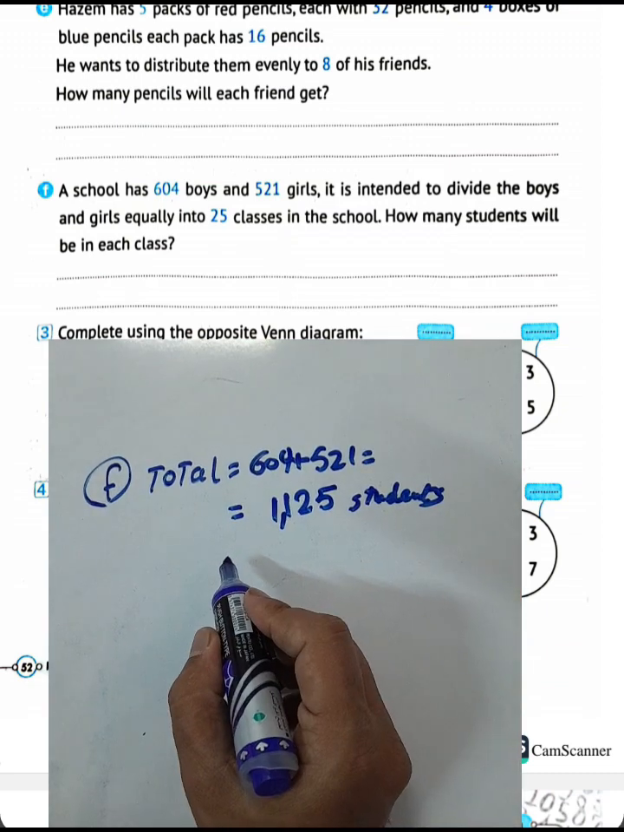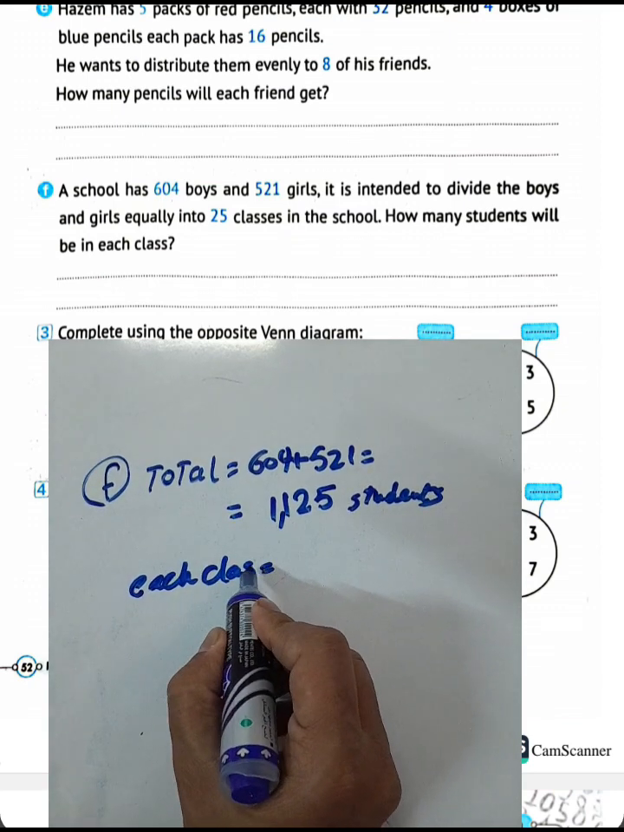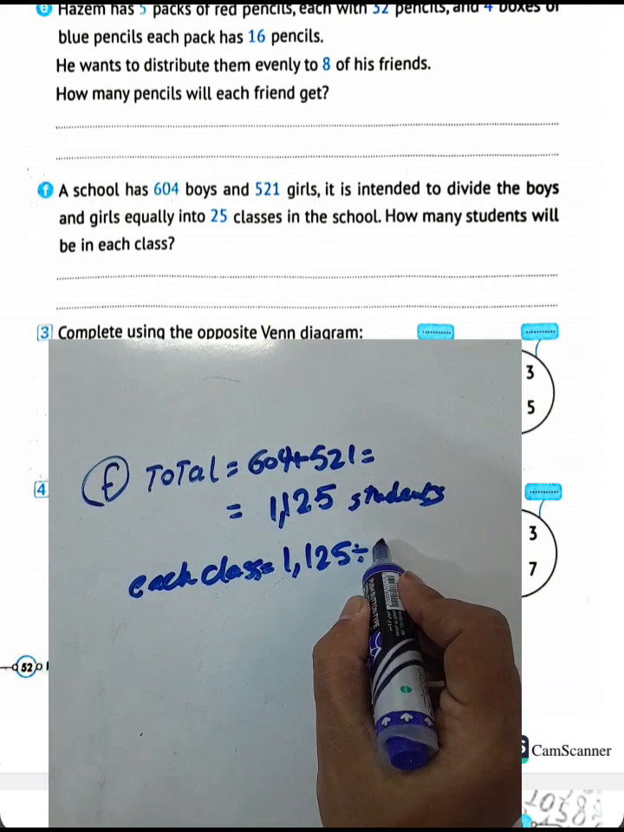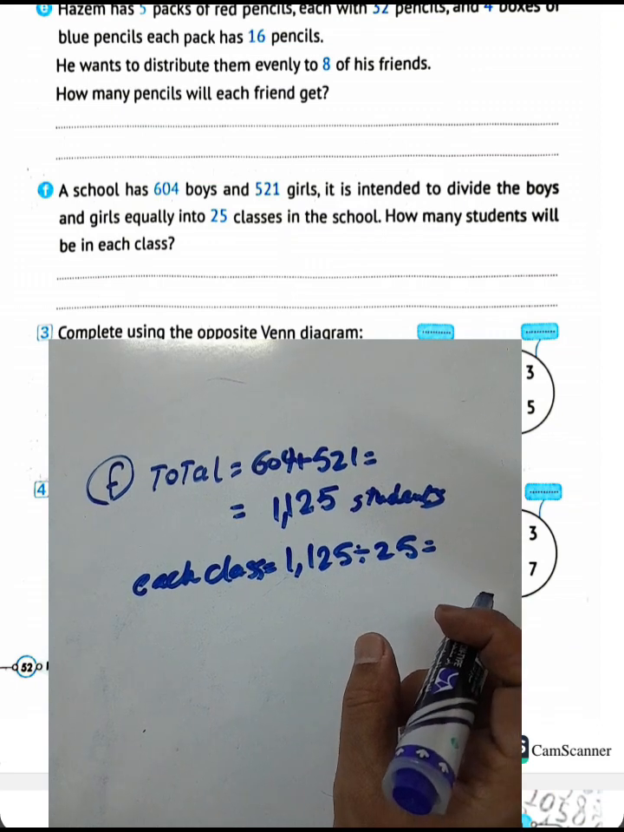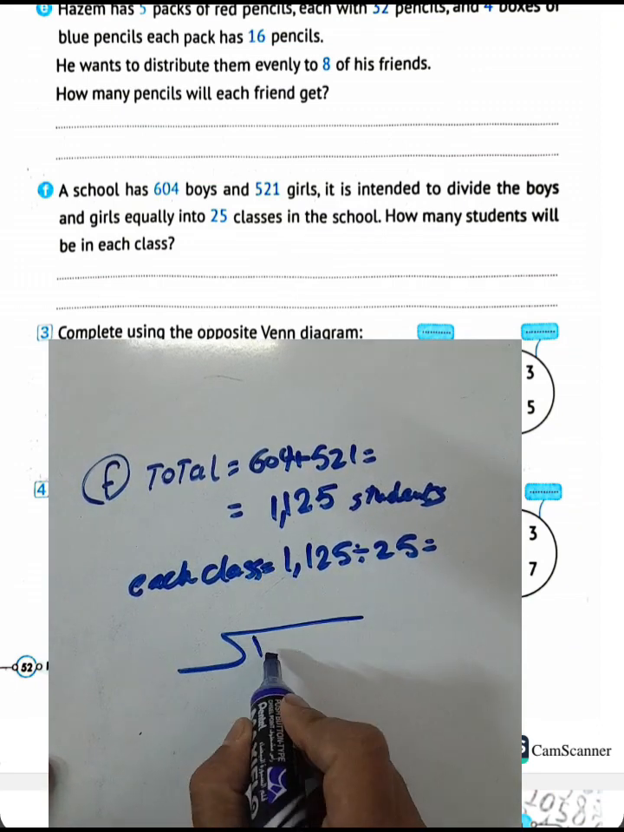And then we can find each class will be what? 1125 divided by 25. We have here 25 classes. We want to find how many students in each class using long division.